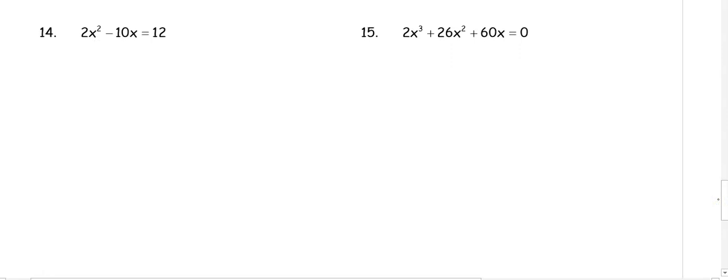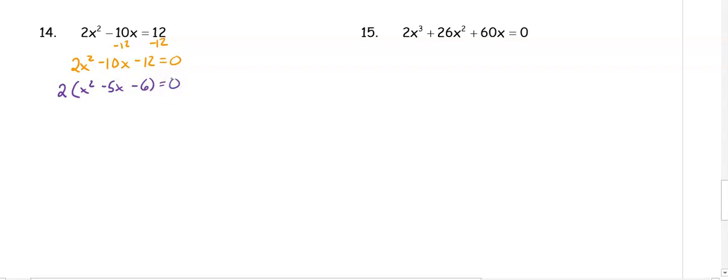In this number, we're not ready to factor yet because it's not equal to 0. So we need to move the 12 over by subtracting from both sides. 2x squared minus 10x minus 12 is equal to 0. So we need an x squared, so our GCF here is going to be 2. We're left with x squared minus 5x minus 6 equals 0.